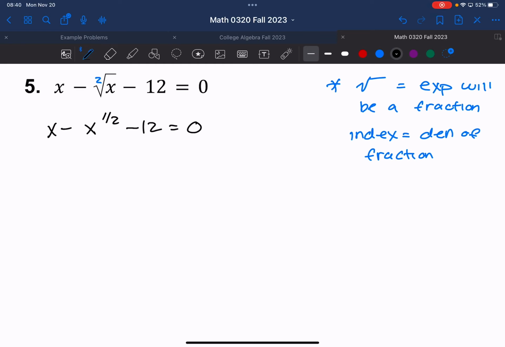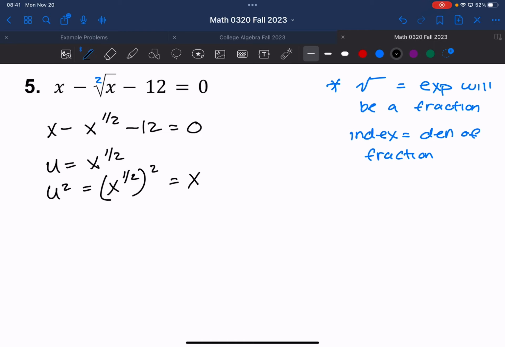Okay. Which means, what is my u value? X to the 1/2. Remember, it's always that second term. U is equal to x to the 1/2. So u squared is going to be x to the 1/2 squared. And that's going to give me what? X. Just x, because 1/2 times 2 is 1. So I just get x. Okay?